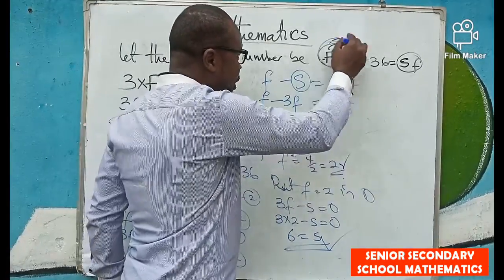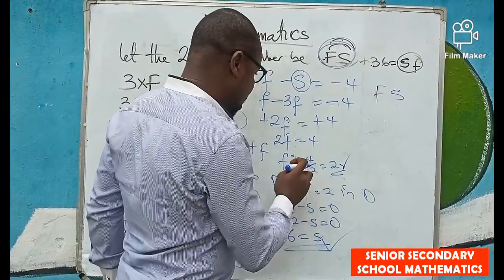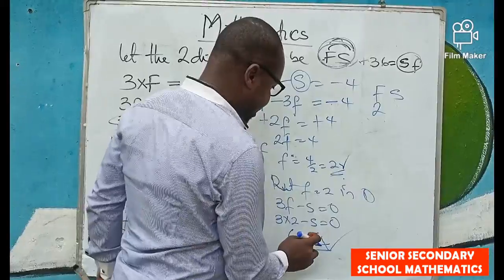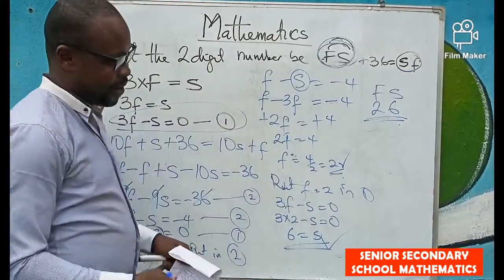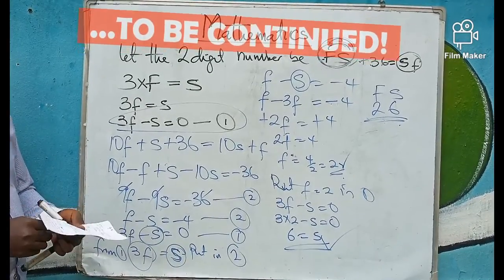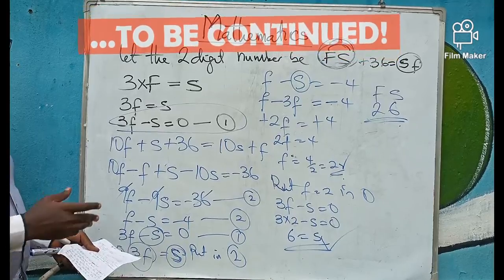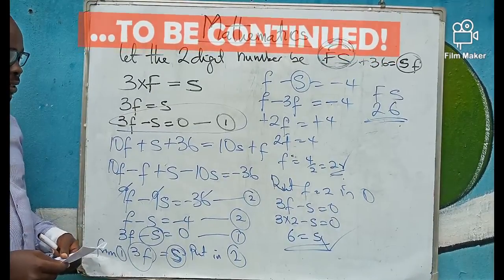So the original number, which is FS, will now be what? F is 2, and S is 6. Of course, you have to analyze the question more correctly and more analytically before it makes more sense. You can rewind the video, play it again, rewind the video, play it again.